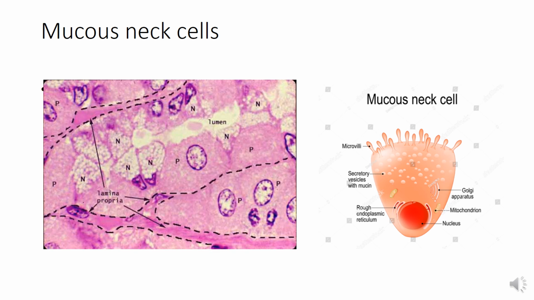The mucous neck cells, as indicated by their name, are located in the neck region of the gastric glands and interspread among the parietal cells. They are generally columnar or pyramidal in shape, you can see here, with oval basal nuclei. The long axis of their nucleus is usually perpendicular to the long axis of the cell. The apical regions of these cells contain mucin granules.